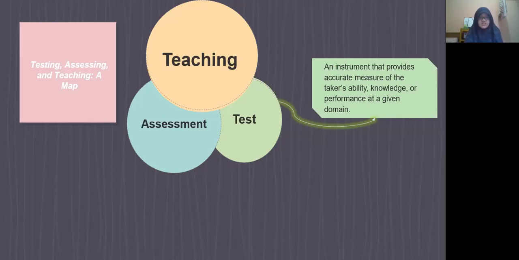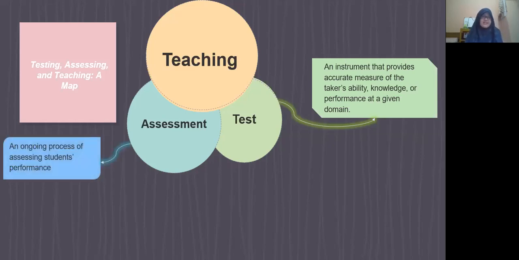Now we are moving into the medium-sized circle, assessment. Assessment can be defined as an ongoing process of assessing students' performance. There is a slight difference between test and assessment. Tests are prepared administrative procedures that occur at identifiable times, such as final test or final exam and middle test.